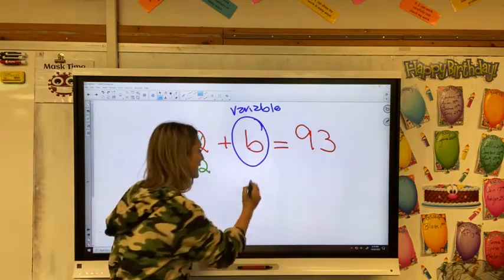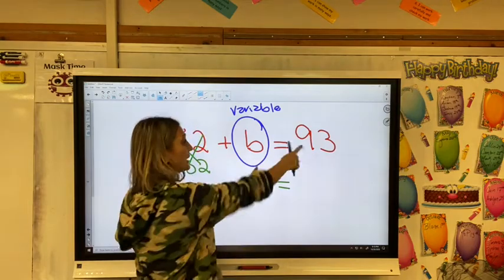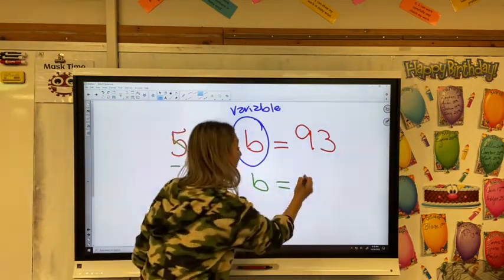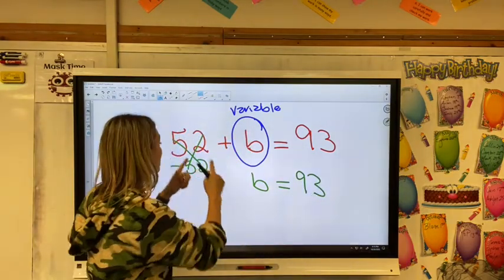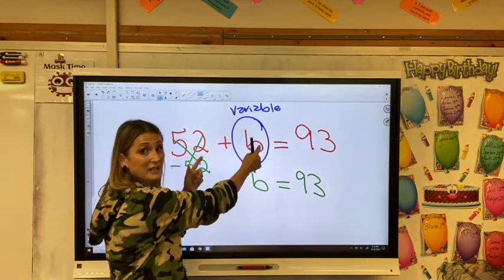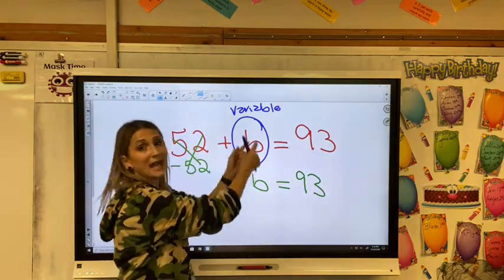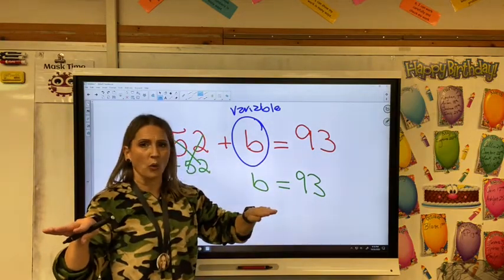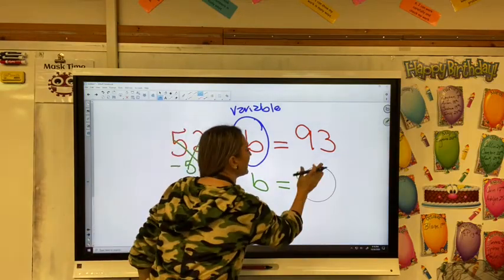So now the only thing left over here is B, but I still don't know what B is equal to. B is not equal to 93. And if I wrote that, 6th graders, I should know I'd be wrong. Because if I put 93 where B is, would 52 plus 93 give me 93? No bueno. So you know that's not good. So you have to figure out what B is.